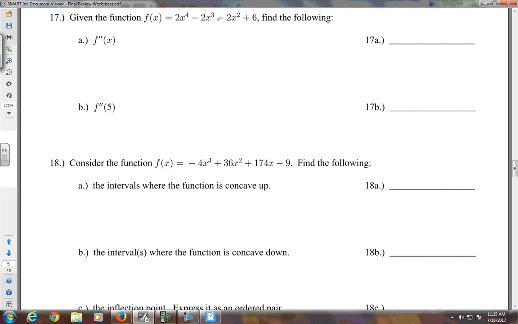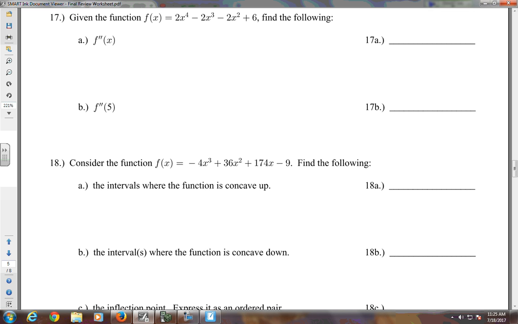We are continuing to work through our final review worksheet. In this video, I'm going to be working all the problems on page 5. That's numbers 17 through 19. 17's easy, 19's pretty challenging. So here we go. Given the function f of x, find the following.